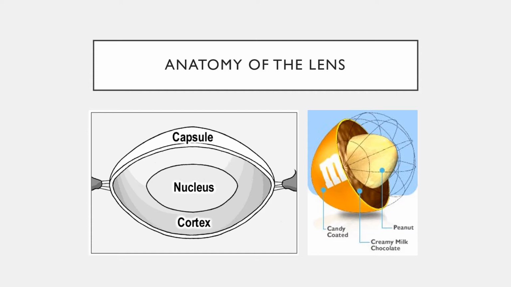Then moving on to the nucleus and the cortex, the cortex being outer, the nucleus being inner. Even though in this picture they're depicted as two separate sections, histologically they are no different. They're both made of crystalline lens fibres, which are tightly packed in a perfect formation, which allows light to travel through them and the structure to remain transparent.